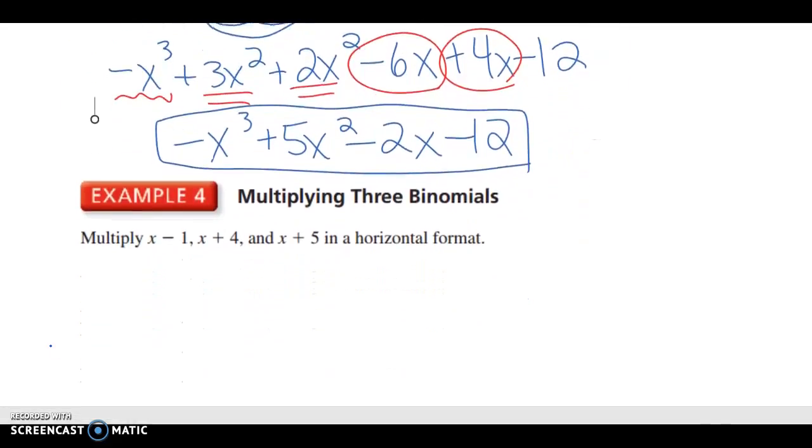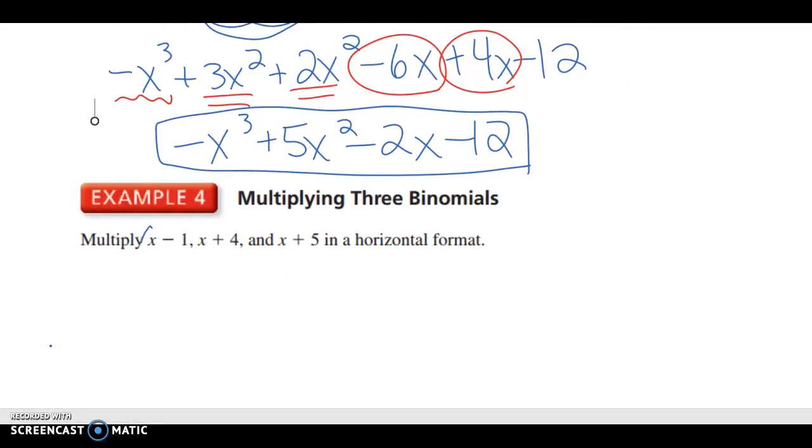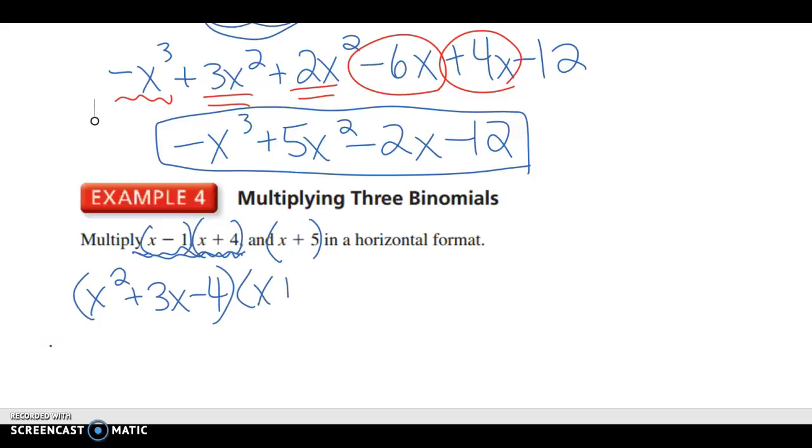Looking at example 4, we're going to do the same thing. We're going to multiply x minus 1 times x plus 4 times x plus 5. So when I do that, I'm going to distribute or use FOIL to get the first part, and I'll get x squared minus x plus 4x, so plus 3x minus 4. That's what I get when I FOIL these first two. And then I'm going to multiply that by x plus 5, just like I did in example 3.